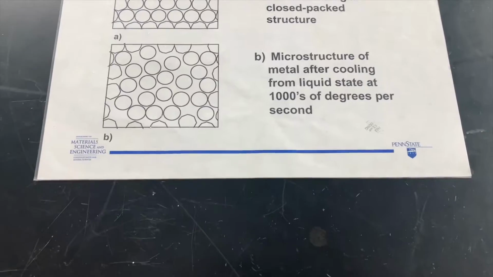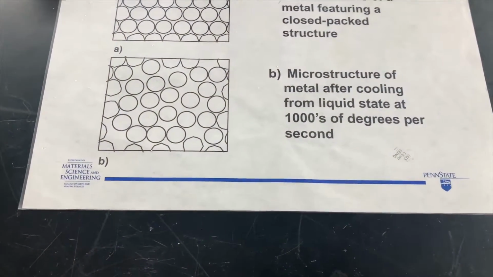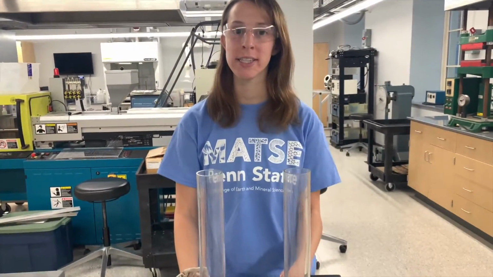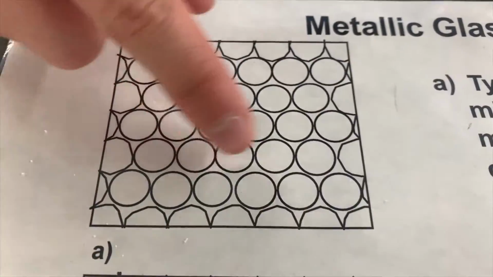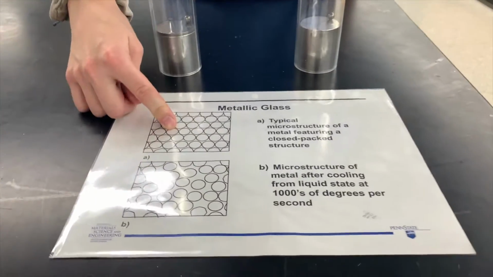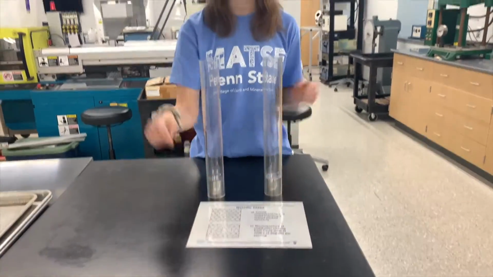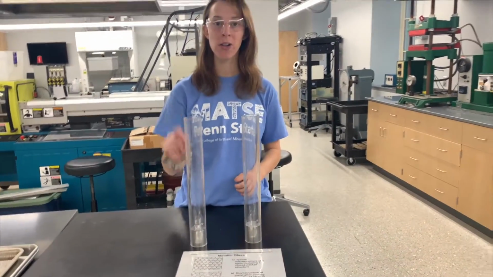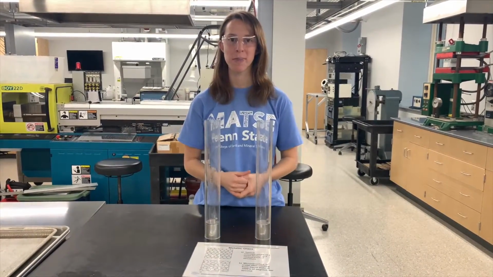So it was cooled really fast, and the atoms, which are really small in the microstructure, look like this. Whereas this one that didn't bounce for very long is a normal metal, where all the atoms are lined up very nice. This one would be like jumping up and down on the ground, but this one would be like jumping up and down on a trampoline.